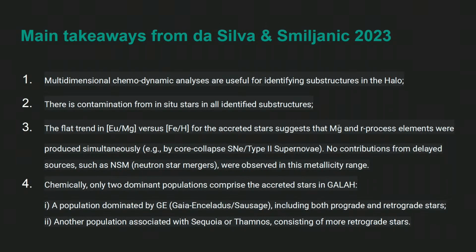So what are the main takeaways? This multi-dimensional chemodynamic analysis is useful to identify the substructure of the halo. There is a lot of contamination from in situ stars in all identified substructures. In some, like the most retrograde, the contamination was as high as 60%. The trend of europium over magnesium in metallicity for accreted stars suggests the r-process and magnesium are produced simultaneously by core collapse supernova. And no contributions from delayed sources such as neutron stars were observed in this metallicity range.